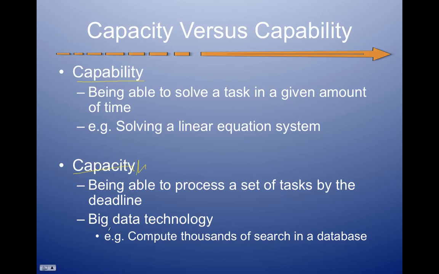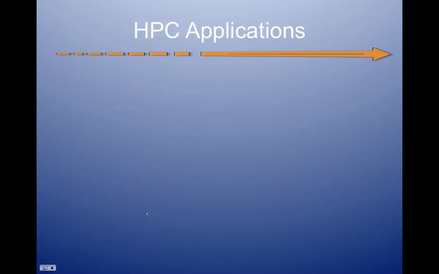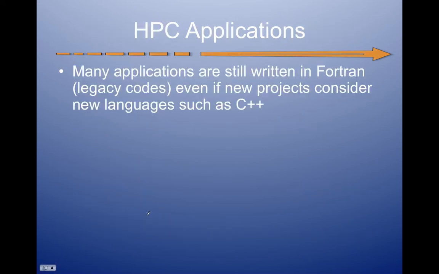Typically, capacity computing is a problem you find with big data technology, where you compute thousands of searches in a database. You want that to be done in seconds, but a search by itself is small. Sometimes you may have a capacity and capability problem, and in that case, you will need a lot of resources. Most HPC applications are still written in Fortran. That's a very old language. But the new ones are coming mostly in C++.